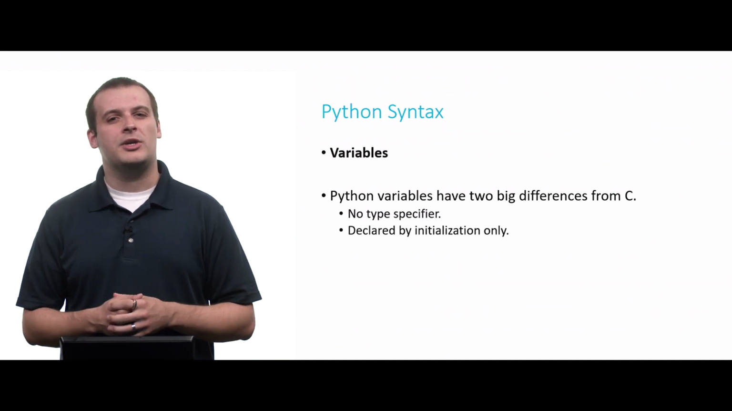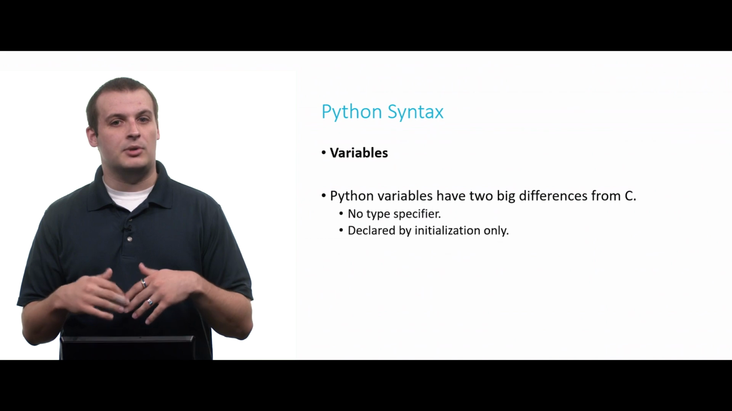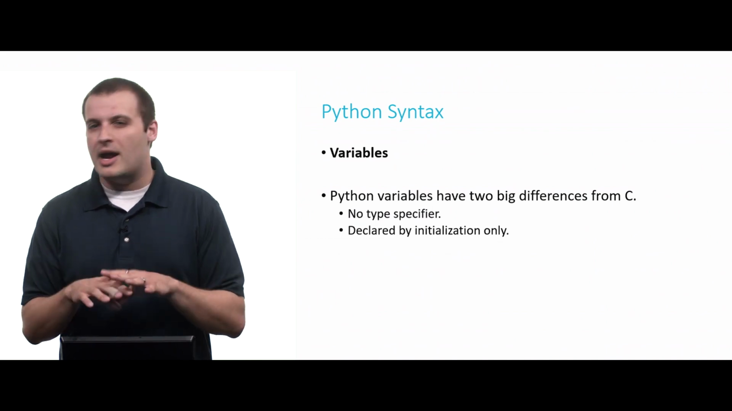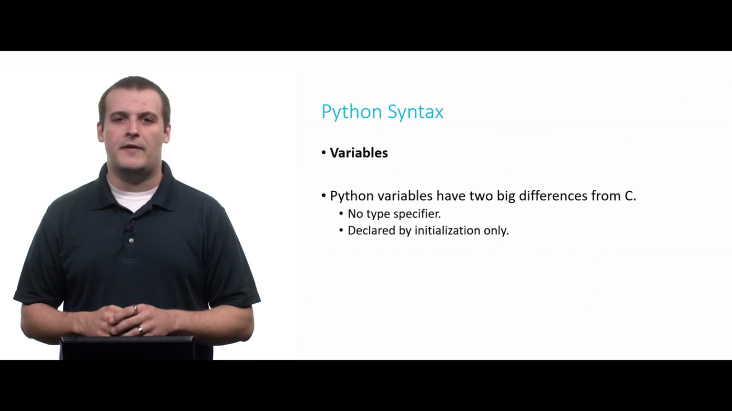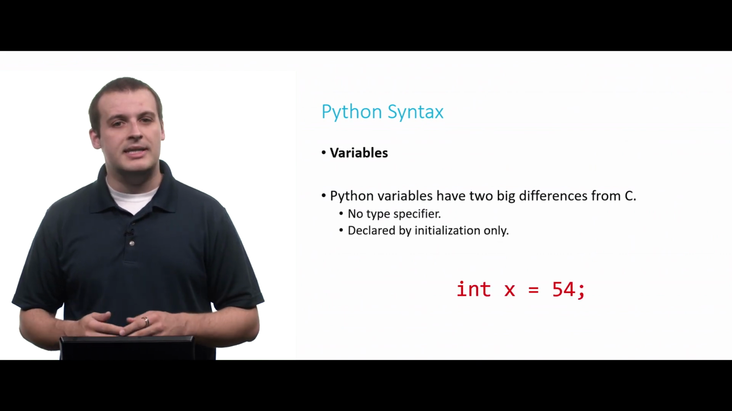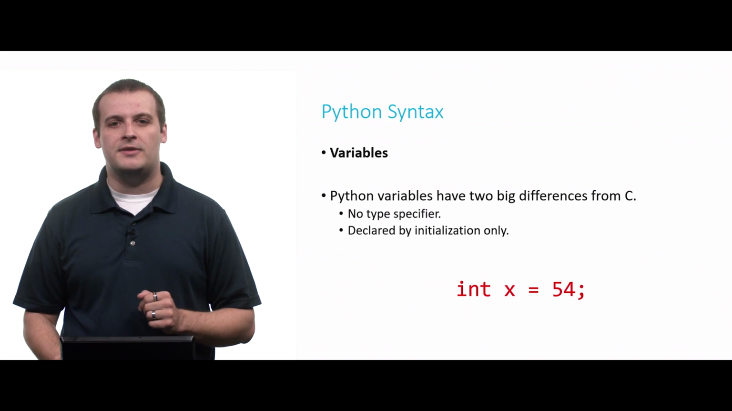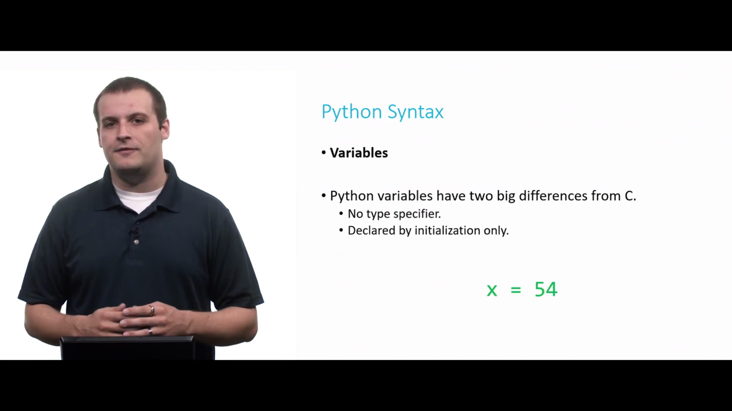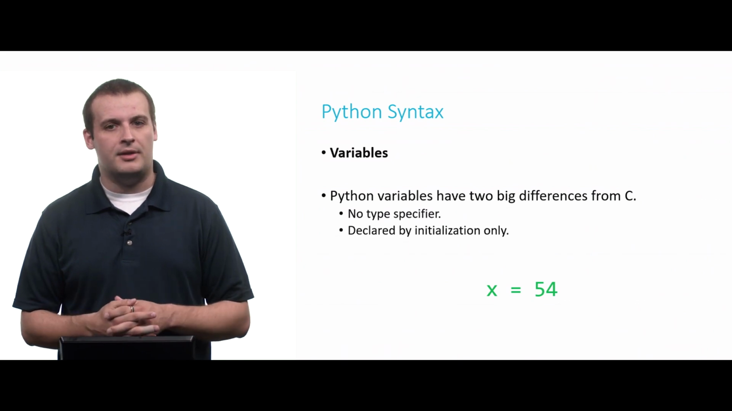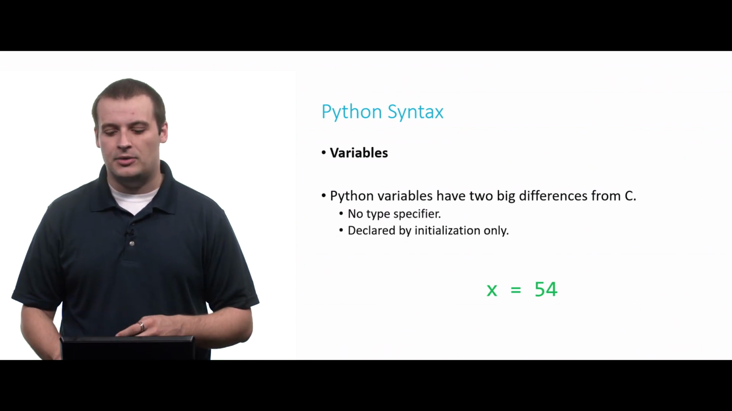So you may recall in C that we could declare a variable by saying, for example, int x, semicolon, but not actually assign a value to it, not initialize it. In Python, we can only declare variables by initializing them. So where in C we might say something like this, int x equals 54, semicolon. In Python, we just say x equals 54. And that creates a new variable for us in Python called x and assigns it the value 54.